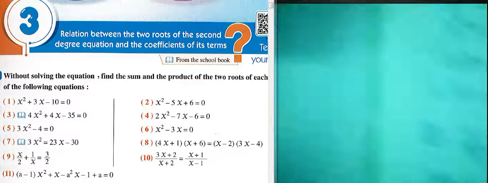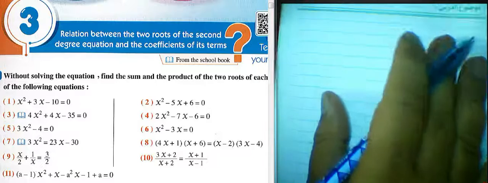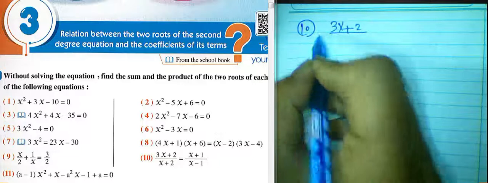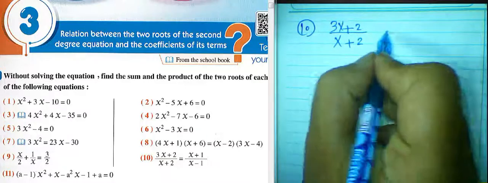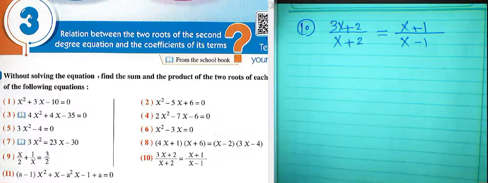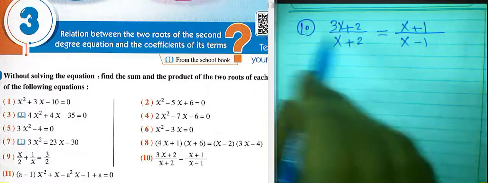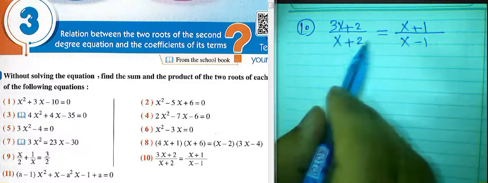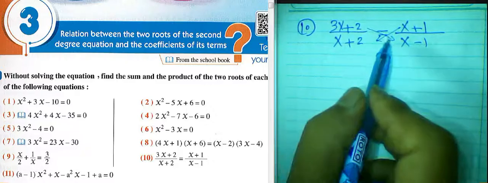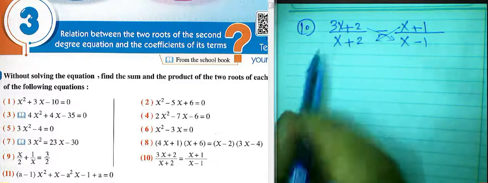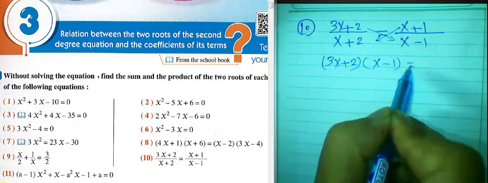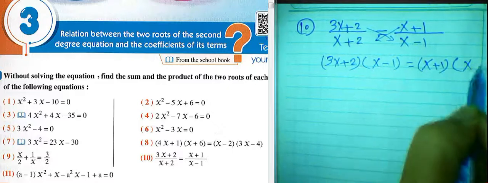Look at question number 10. Question number 10. 3x plus 2 over x plus 2 equal x plus 1 over x subtract 1. We can solve it by finding the result of extremes and means, such that these are the means and the extremes. 3x plus 2 multiply by x subtract 1, and the means x plus 2 multiply by x plus 1.